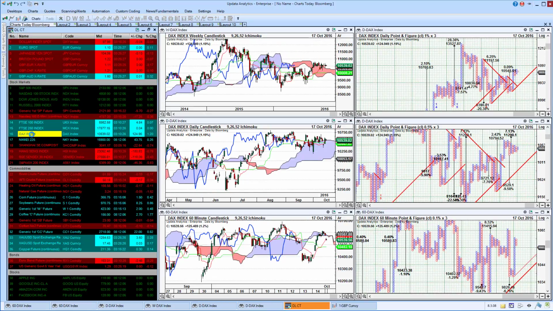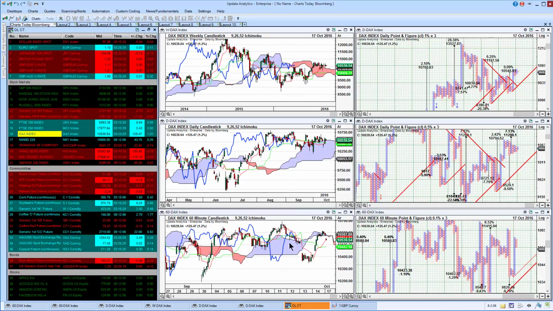We take a quick look at the DAX. The DAX is actually much the same, just holding on to a little bit of bullishness here.